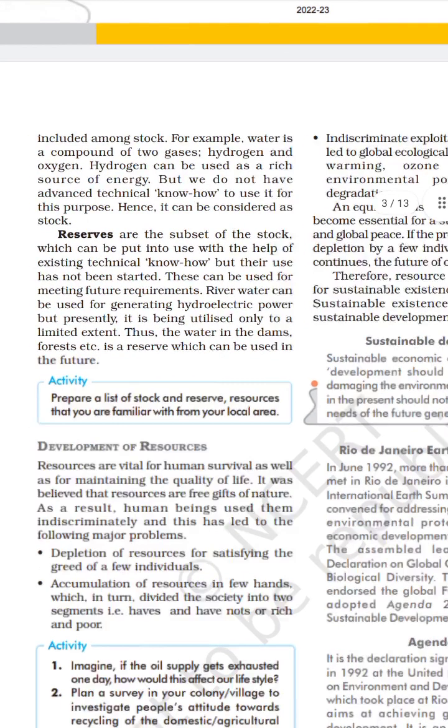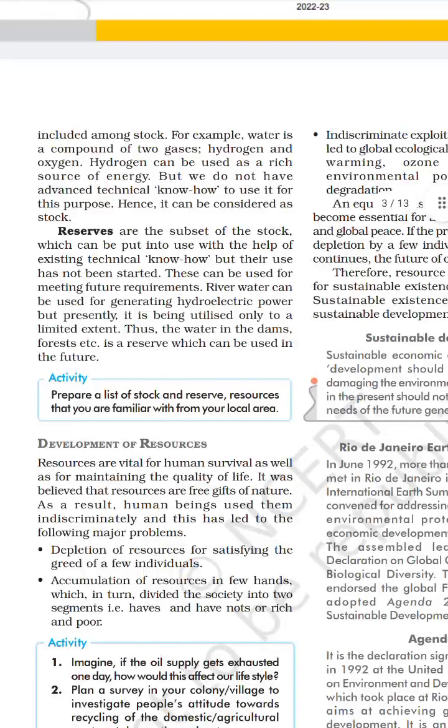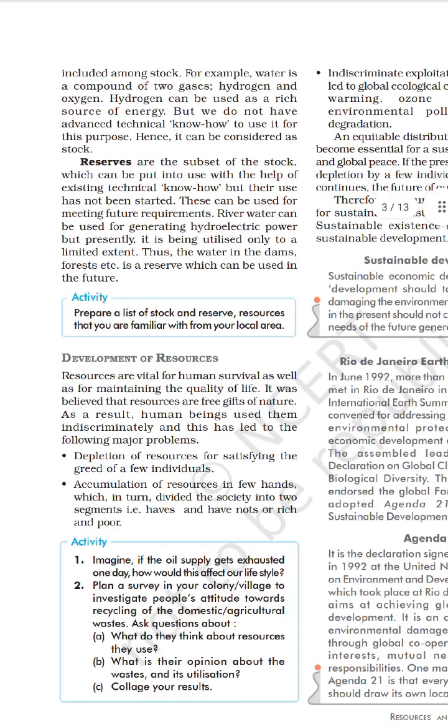Fourth here is reserves. So, reserves are the subset of the stock which can be put into use with the help of existing technical know how, but their use has not been started. This can be for meeting future requirements. River water can be used for generating hydroelectric power, but presently it is being utilized only to a limited extent. Thus, the water in the dams, forests, etc., is a reserve which can be used in the future.